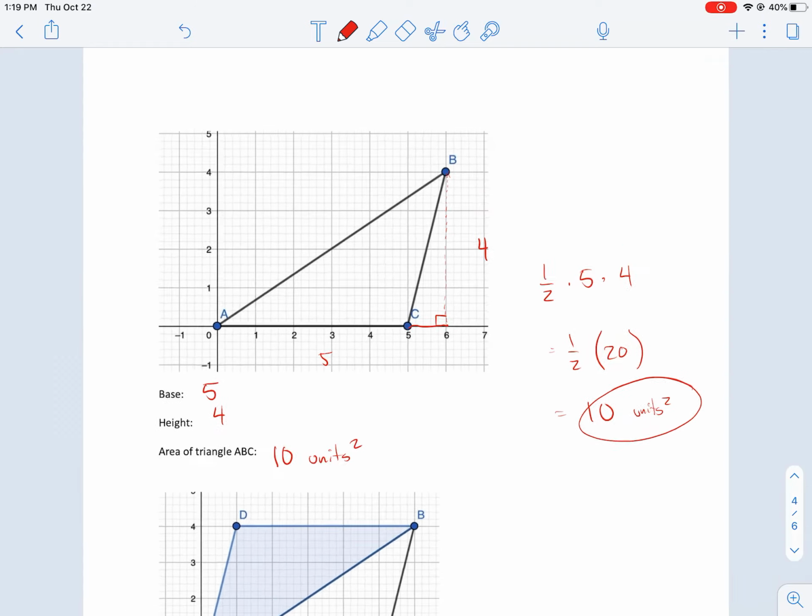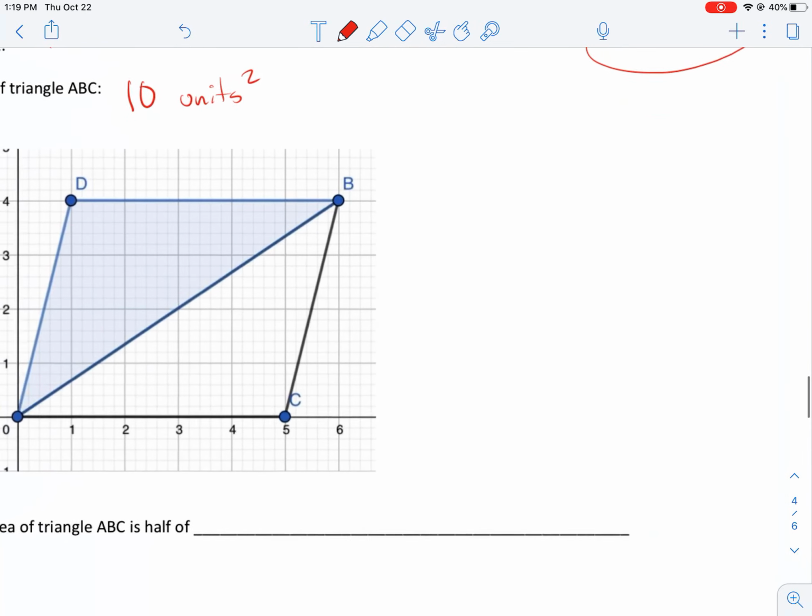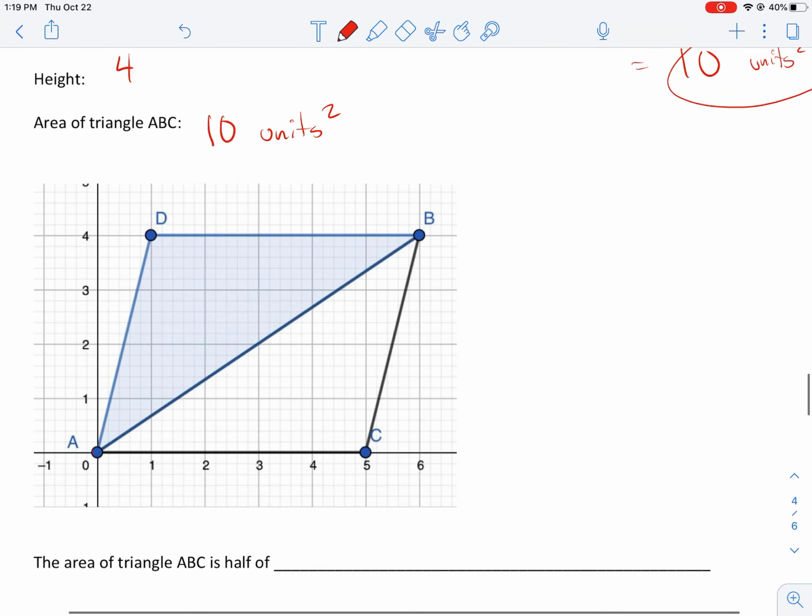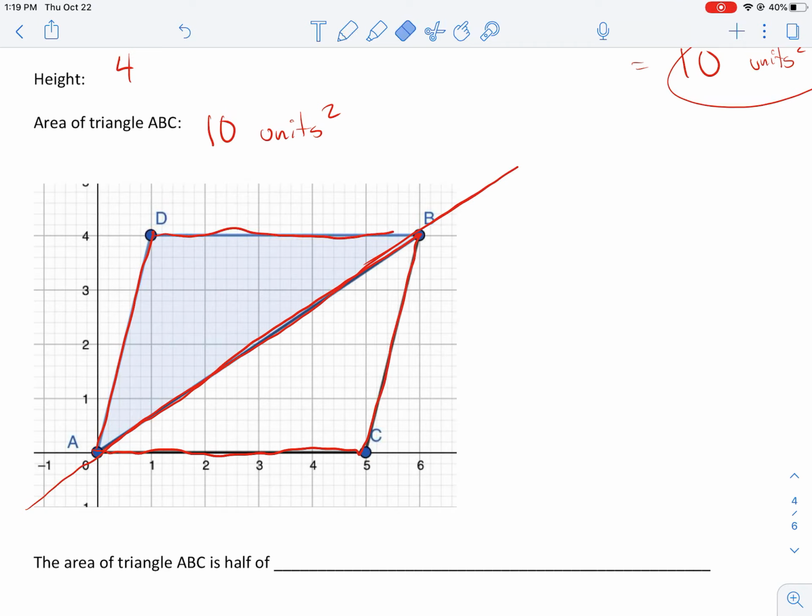And again, if I take this piece right here, this triangle, and I reflect it over this line right here, right? So I kind of just take that same triangle and put it on the other side. Looks like I create a parallelogram. And this one, we can find the area of, right? So let's just make sure Mr. Kea isn't pulling stuff out of his butt here.